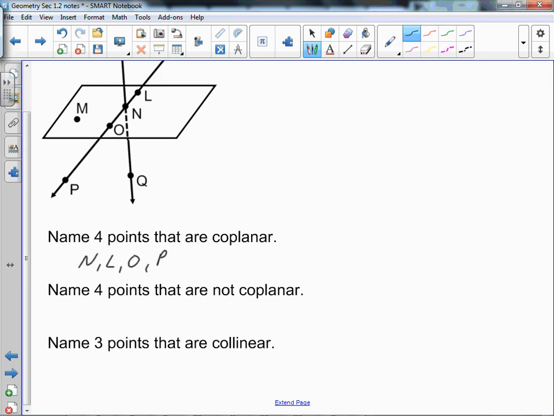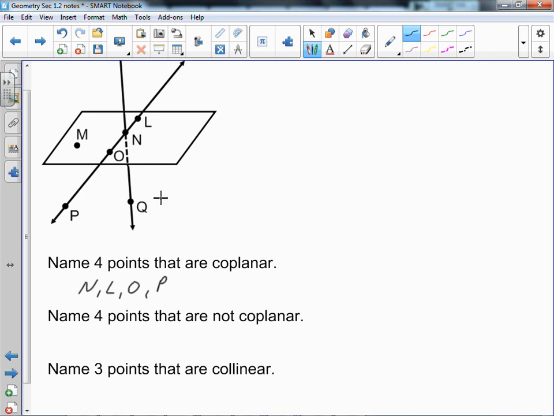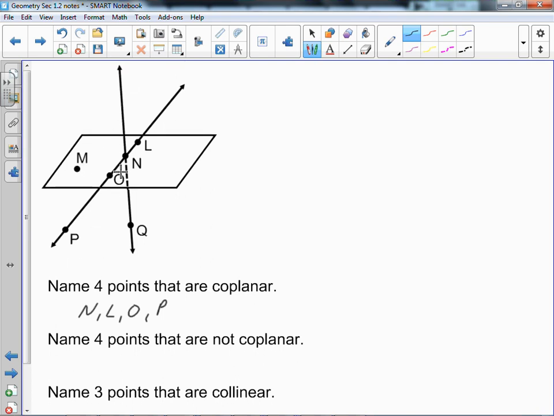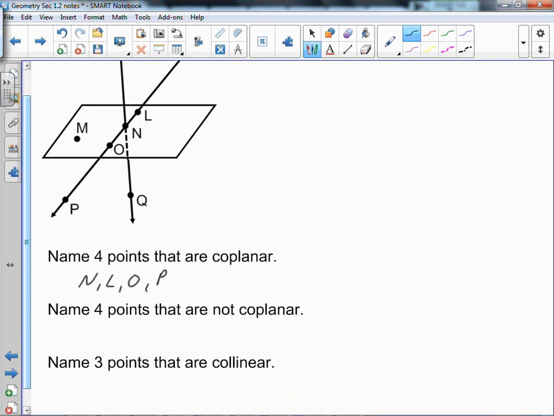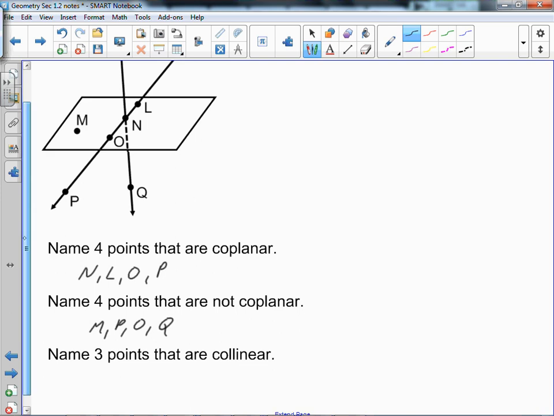All right, name 4 points that are not coplanar. So we need 4 points, and just one of those points has to be on a different plane. So if we use any of these 4, or technically these 5, they're all on the same plane. So the only point in this picture that's not on the same plane is Q. So as long as I put Q with 3 of these points, then it's going to be not coplanar. So let's go with M, P, O, and Q, making sure Q is in there, because otherwise all the other points are coplanar.